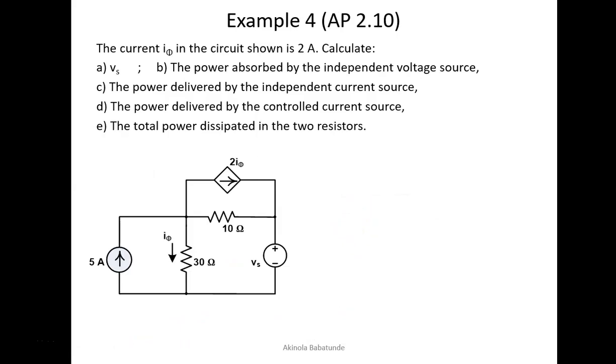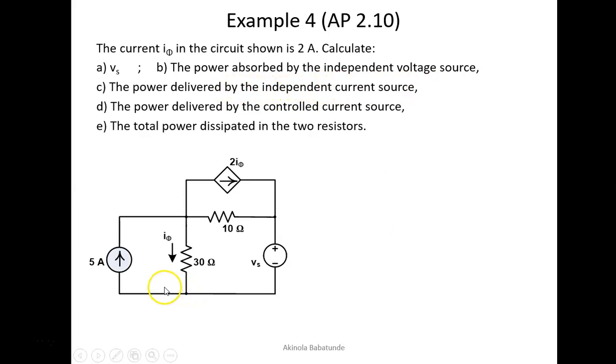Here we have another simple example we can quickly look at. The current I file in the circuit shown is 2 amperes. So I file is 2 amperes. Calculate A, Vs, which represents the voltage source, and B, the power absorbed by the independent voltage source. This is the independent voltage source, so find the power absorbed or consumed by the independent voltage source. The power delivered by the independent current source.